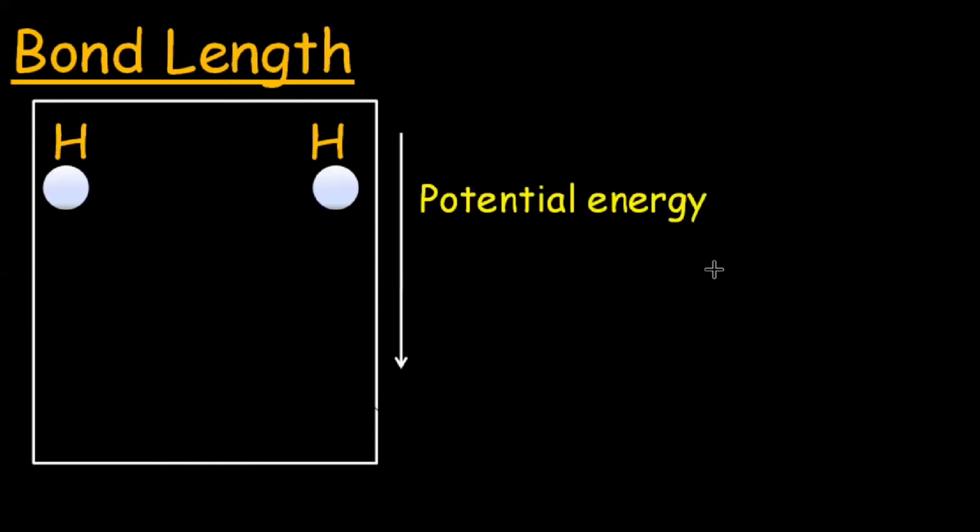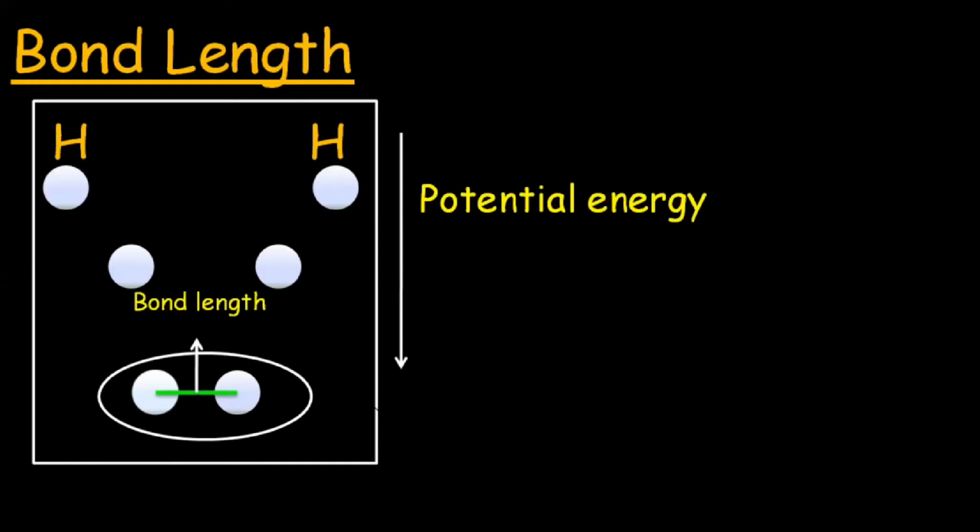Let's discuss bond length. In a system, when two hydrogen atoms are approaching each other, their potential energy goes on decreasing. They have minimum energy at a certain distance between them. At this distance, both the atoms are said to be bonded, and this distance is called bond length.